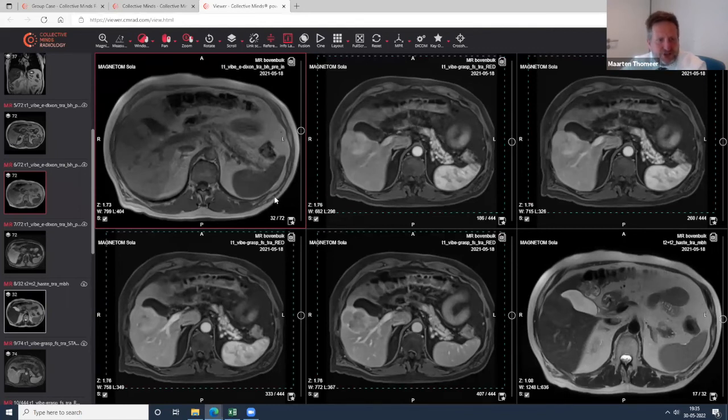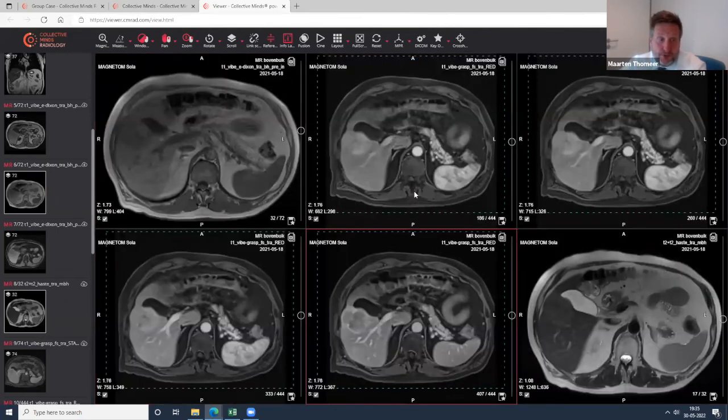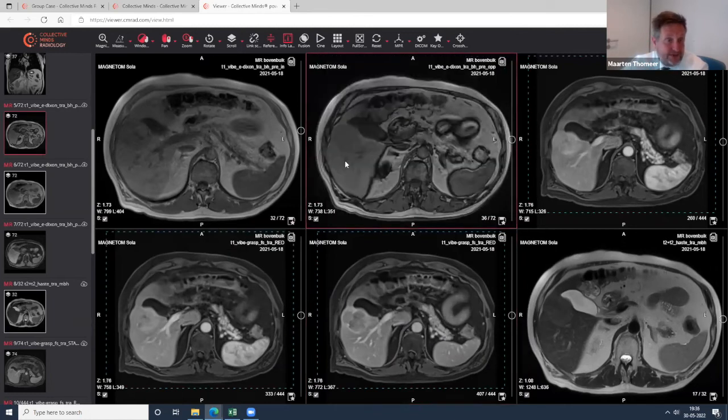You should always think about HCC when you have different intensities. If you also have mosaic perfusion, and above all this lesion also has a washout, as you can see here. So it's hypointense in the venous phase. So it loses its contrast, and it's lower than the surrounding liver. It can also be a pseudo washout, but that's only the case if there's a lot of fat in the lesion. So let's now look at the in and out phase.